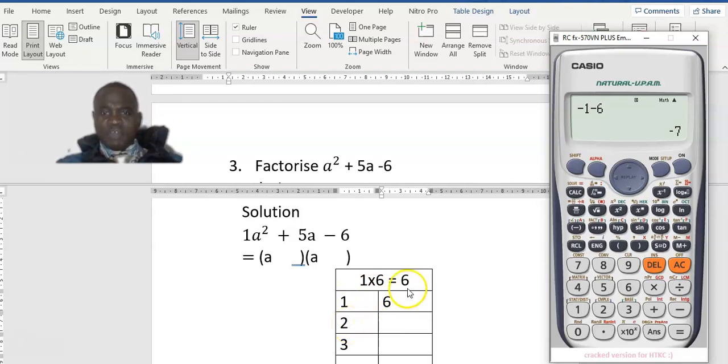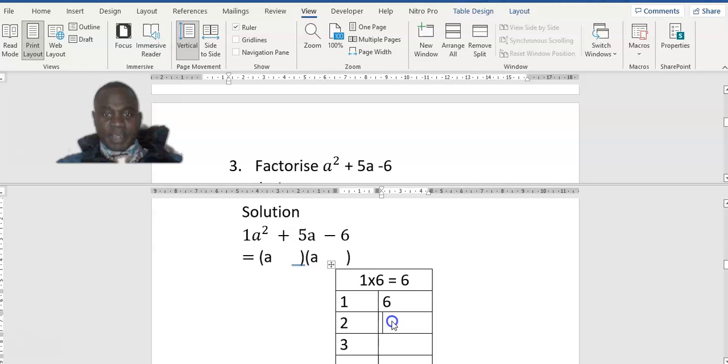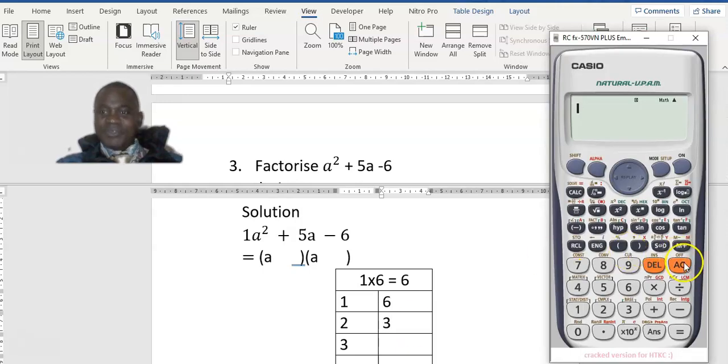Let's move on to 2. 2 times what will give us 6? How are you going to do it? 6 over 2. This gives us what? 3. So you write your 3 here. Okay. So let's see. 2 plus 3. Let's see whether it gives us 5. 2 plus 3 is 5. Wow, we got our answer now.